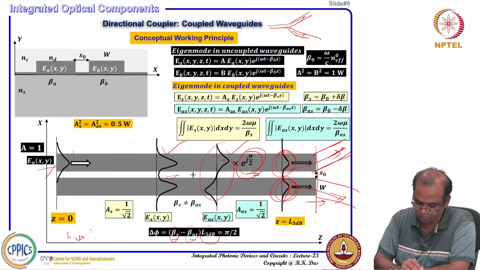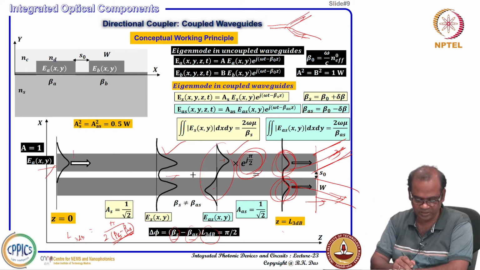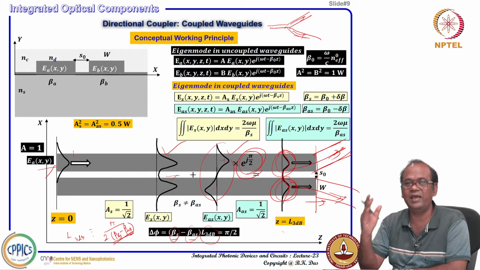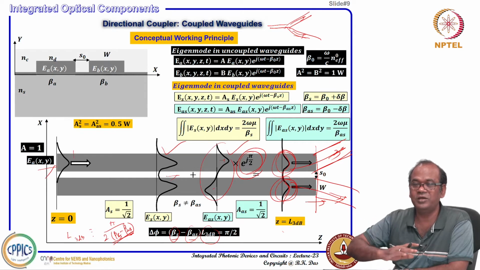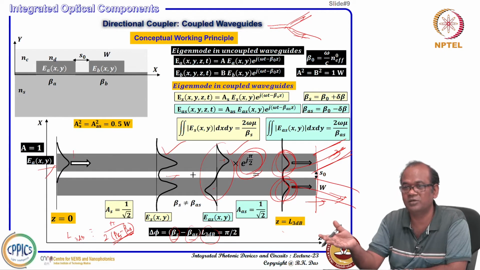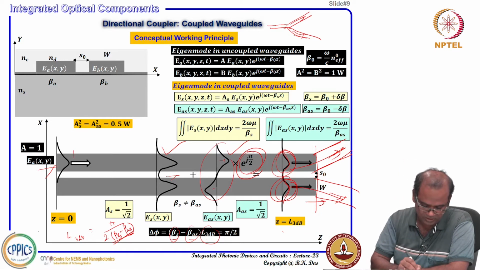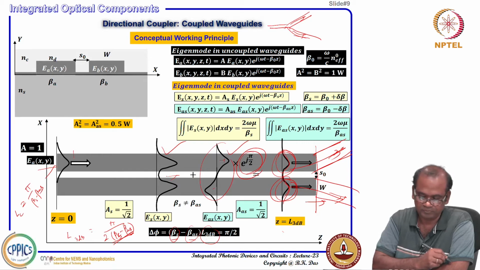L3 dB is equal to pi by 2 times (beta s minus beta as). So, if you can solve for the propagation constants of the symmetric and asymmetric supermodes, you know the length required to get a 3 dB power splitting. What is the length required for complete power switching from one waveguide to another, or vice versa? That will be exactly LC, which is pi by (beta s minus beta as).